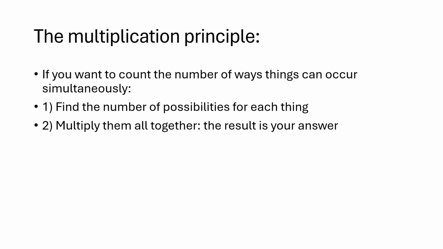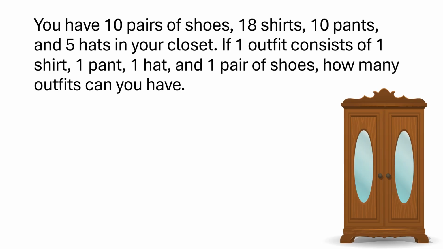Now let's see the multiplication principle. If you want to count the number of ways things can occur simultaneously, there are 2 steps. First, you need to find the number of possibilities for each thing, then you just multiply them all together. The result is your answer. So let's try the example we tried before. You have 10 pairs of shoes, 18 shirts, 10 pants, and 5 hats in your closet. If one outfit consists of one shirt, one pant, one hat, and one pair of shoes, how many outfits can you have?